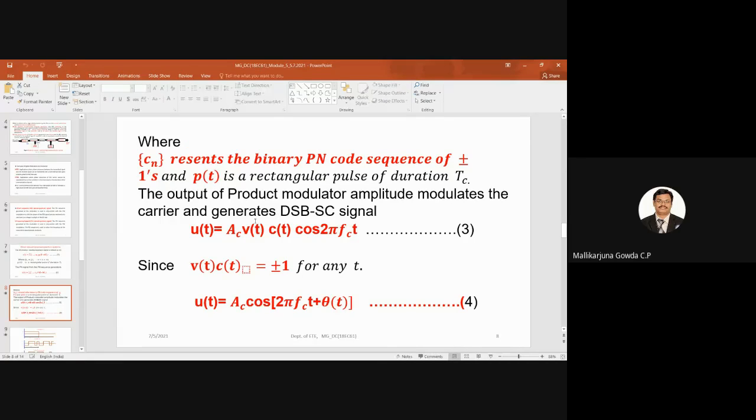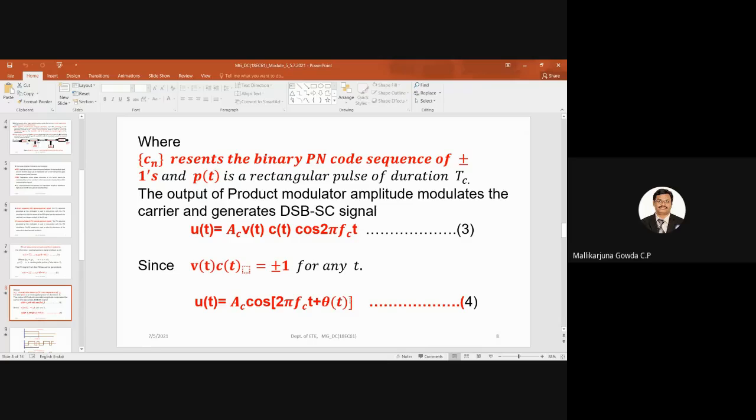So V of t is your information signal, C of t is a pseudonoise sequence, right? Those two are multiplied with the carrier. So I can express this DSBC signal in another form as Ac cosine of 2 pi fct plus theta of t. This is how I express it in a standard form of a modulated signal.